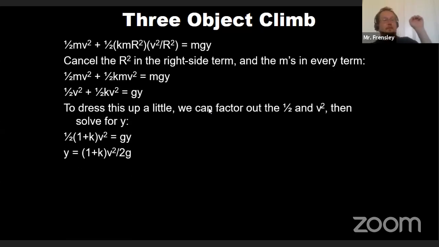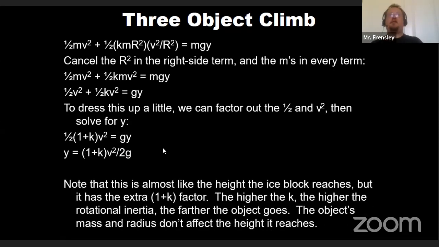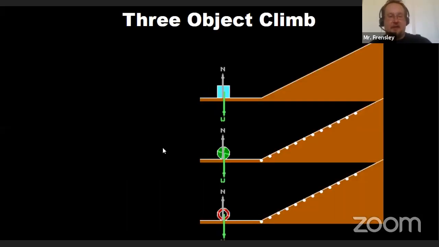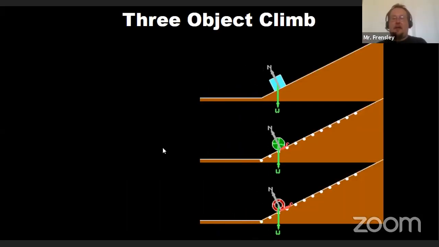All right, so what do we got here? We've got height is 1 plus k times v squared over 2g. So the bigger the shape constant, the higher up the incline you're going to go. The ice has no shape constant, so it just gets v squared over 2g. The disc has half, so it'd be 1.5 v squared over 2g. And the hoop would be 1 plus a shape constant of 1, 2 v squared over 2g, right? So the higher your shape constant, the farther up the incline you can go. It all depends on the shape. It doesn't even depend on mass and radius. Those things cancel out.